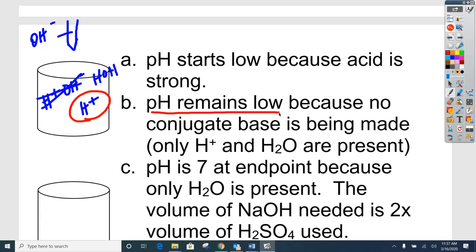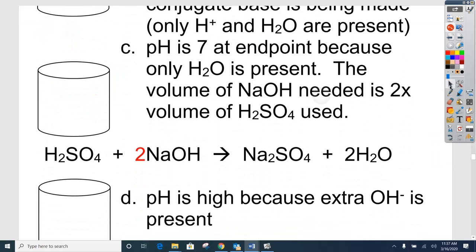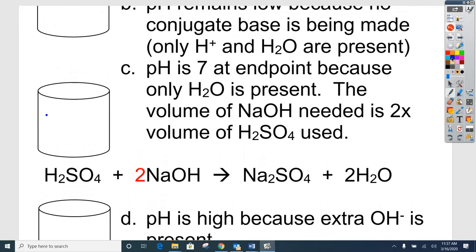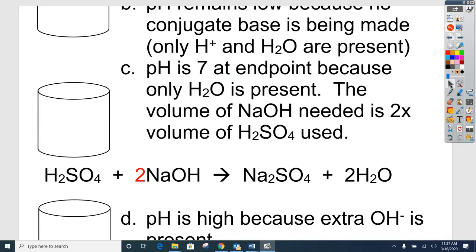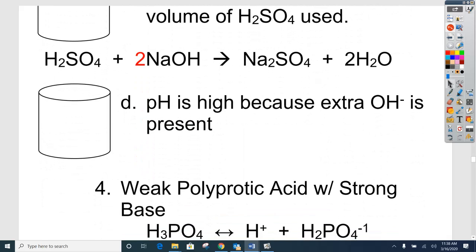Okay, when I get to C, that's going to represent my equivalence point, my end point. I drew in 2 hydrogens, so I'm going to add 2 hydroxides. So if you look at your net ionic equation, the only thing present at the equivalence point or the end point is water, and therefore my pH should be 7. Okay? And then once again, the volume of NaOH needed to titrate the acid will be twice that of the acid, because of that 1:2 ratio.